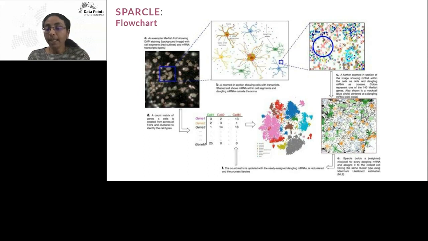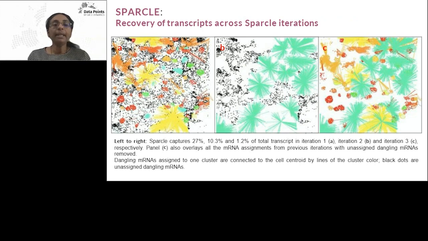Here we show an example image of what we obtain after SPARKLE has run. So every line here shows the assignment of a transcript to a cell, and the color is based on the cell type. This then gets updated to the count matrix, you can cluster, and the process continues. This is again some results that we see. This is from the first iteration, this is the second, and this is the third. Panel C actually shows all of the assignments that we've had so far.